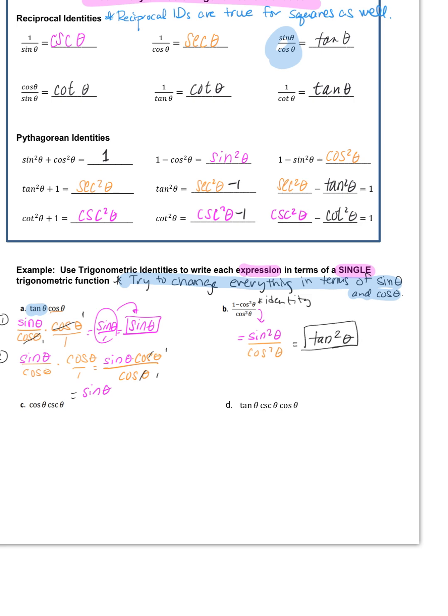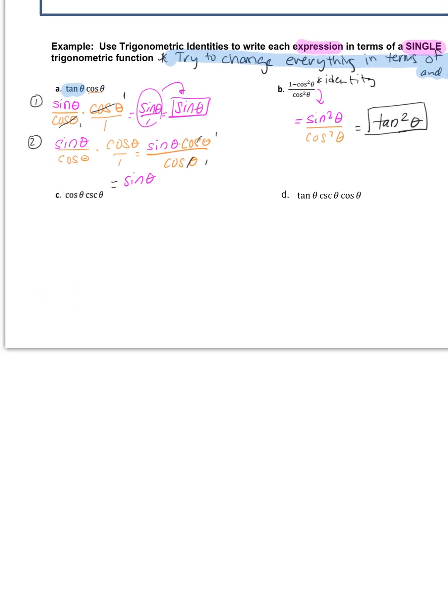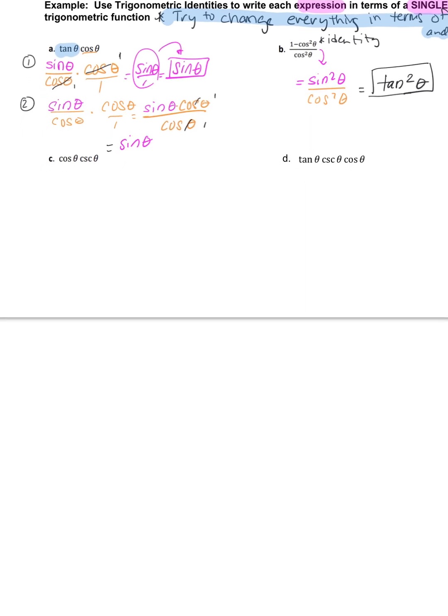Now the work is part of your answer, so I'm circling what the final answer should be as a single term. All right, letter C. Cosine theta times cosecant theta, what does that equal? Cosine theta we can leave, but cosecant needs to be changed to 1 over sine theta. That's the reciprocal of it. So when I multiply these two together, I get cosine on top, and you can put this over 1, over sine theta. Well, cosine over sine is equal to cotangent theta.